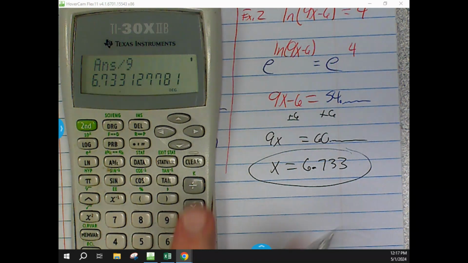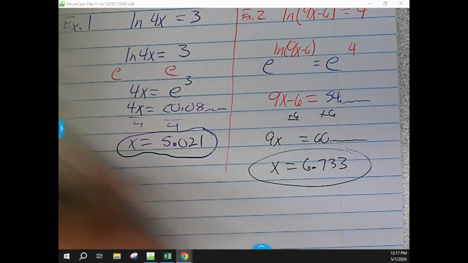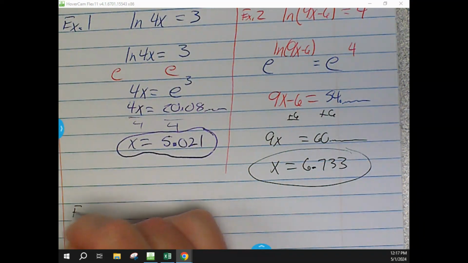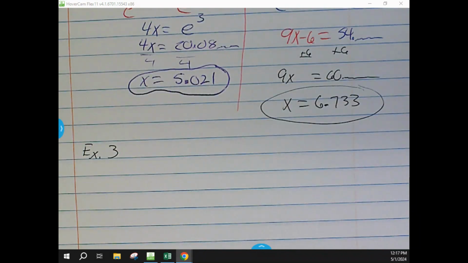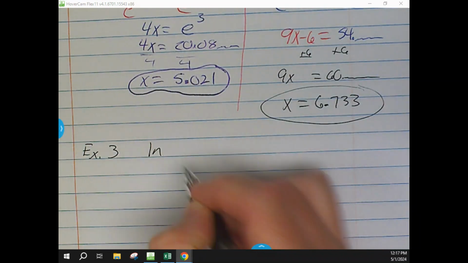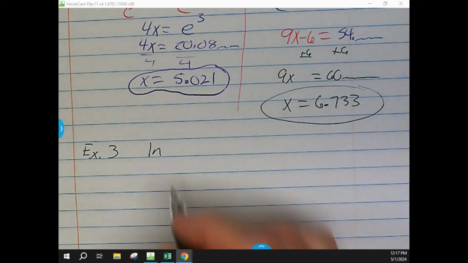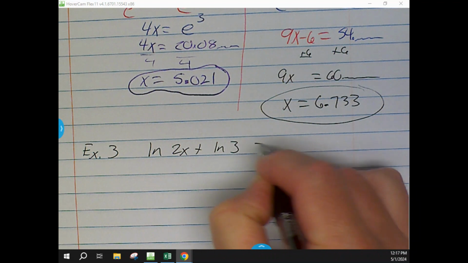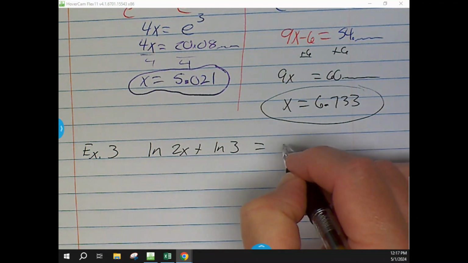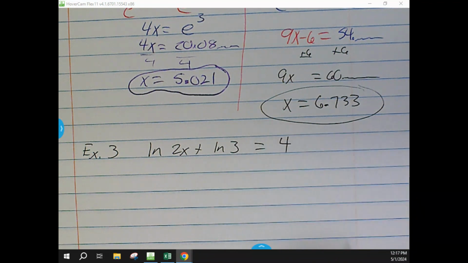Okay, let me show you one more with logs and ln's here. And then we'll start back with e and show you how to kind of go from there. All right, so let's do the ln of 2x plus the ln of 3, and that's going to equal 4.